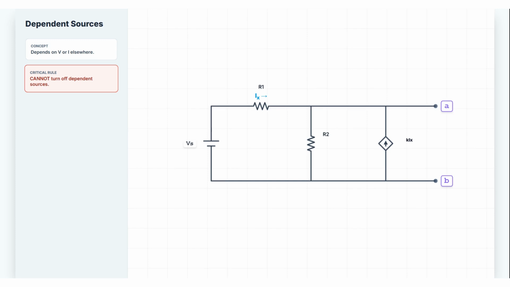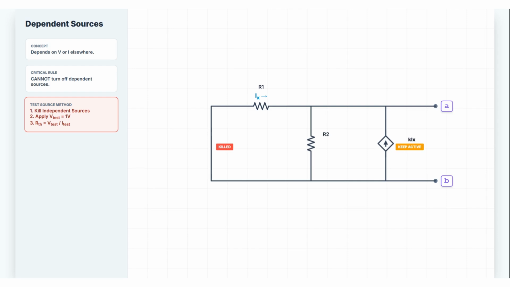The Thevenin equivalent would be wrong. So for circuits with dependent sources, we use the test source method. Here's how it works. Step 1. Remove the load. Step 2. Kill all independent sources only. Short voltage sources, open current sources, but leave dependent sources alone.